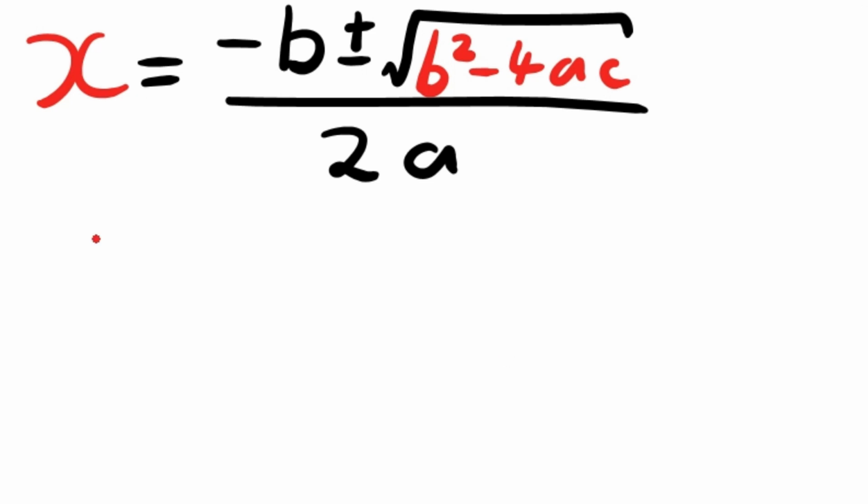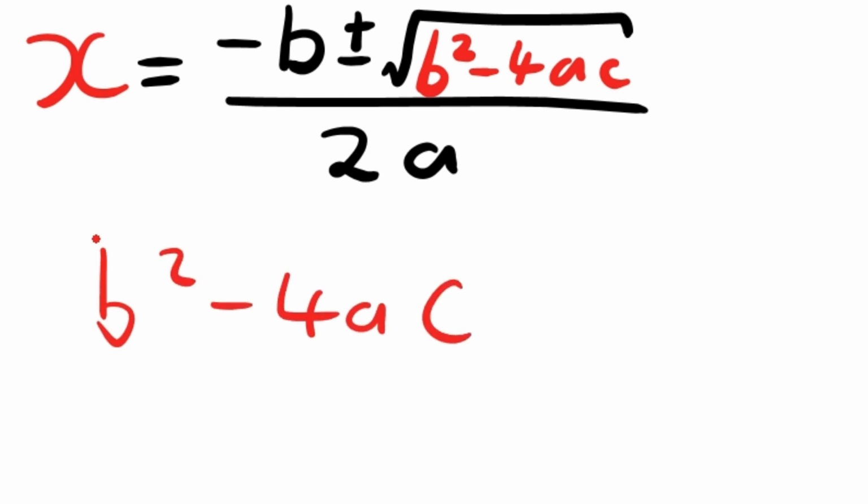Good day, viewers. In this video, we're going to look at the nature of roots of a quadratic. So we are going to check out this red guy inside of our square root. That is the b squared minus 4ac, and we call him delta. He's the one who determines the nature of roots.